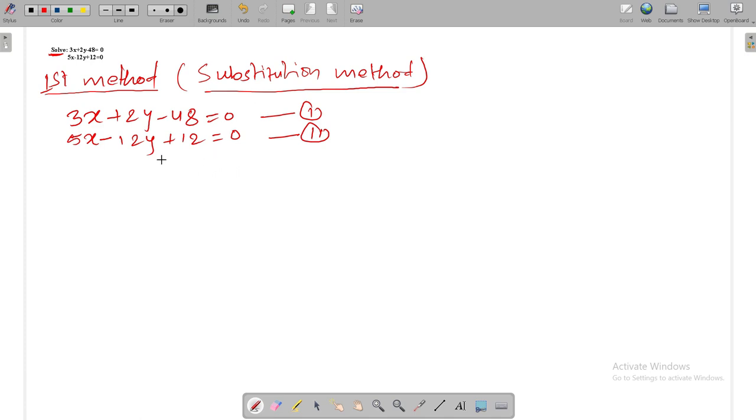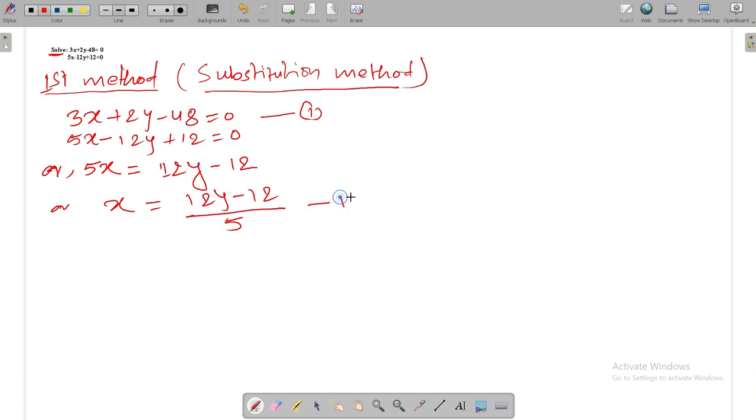Here the meaning of substitution is that from either of these two equations, we find the value of x or y and substitute that value in the other equation. Like this, from equation 2, we are going to find the value of x or y, whichever you feel is easy. Here I am going to find the value of x. To find x, put x on one side and the remaining terms on the other side. Minus 12y will be plus 12y on the other side, and plus 12 will be minus 12, so x is equal to (12y minus 12) divided by 5.